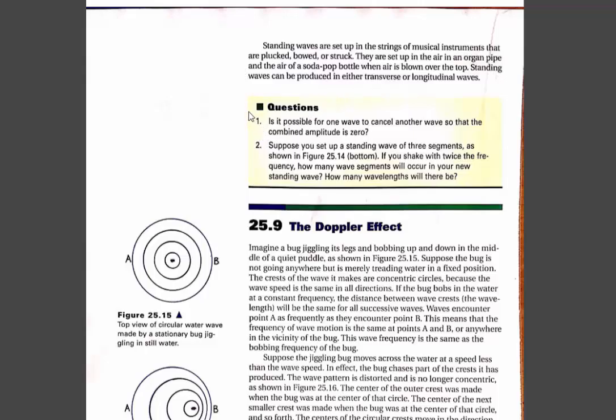Let's look at these questions. Question number 1. Is it possible for one wave to cancel another wave so that the combined amplitude is 0? Yes, it's possible. That's called destructive interference.